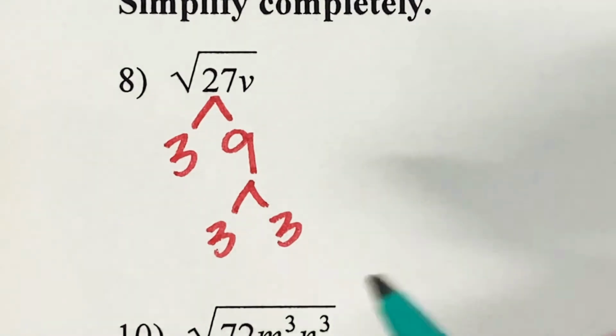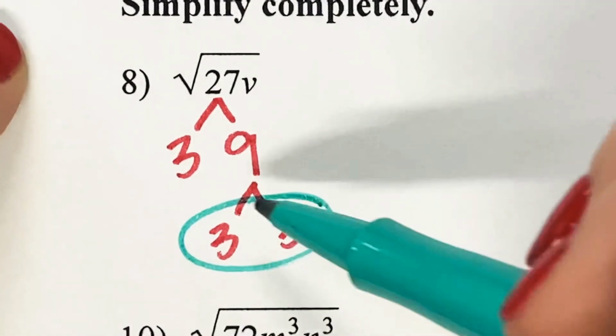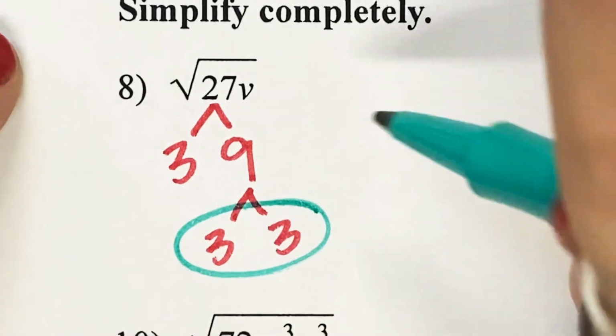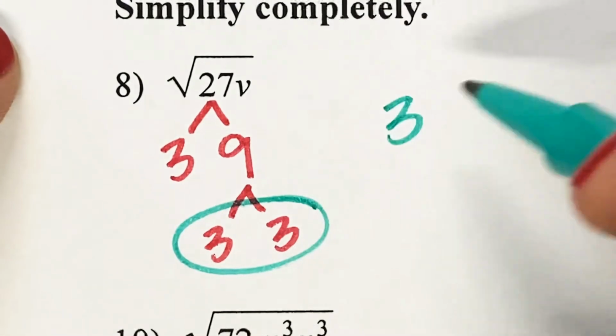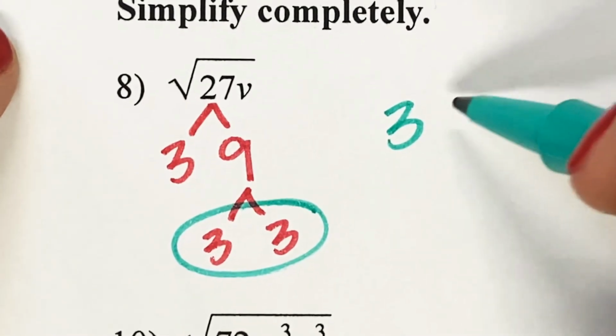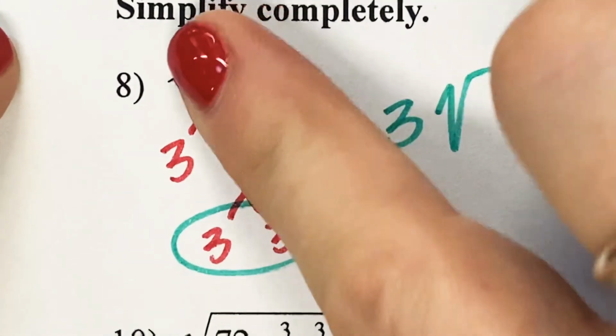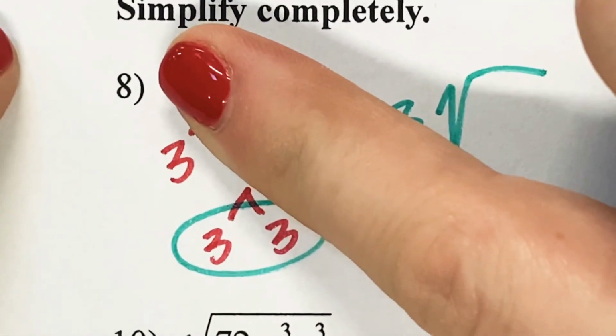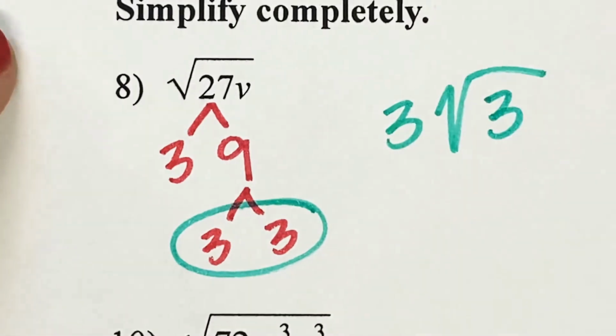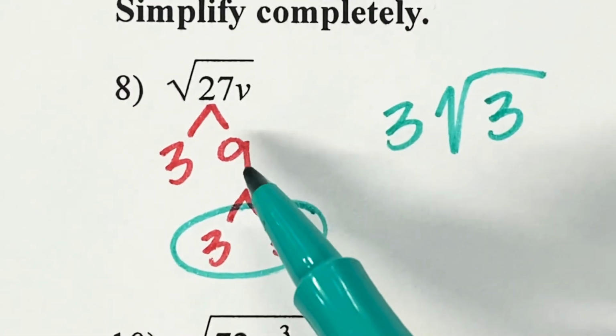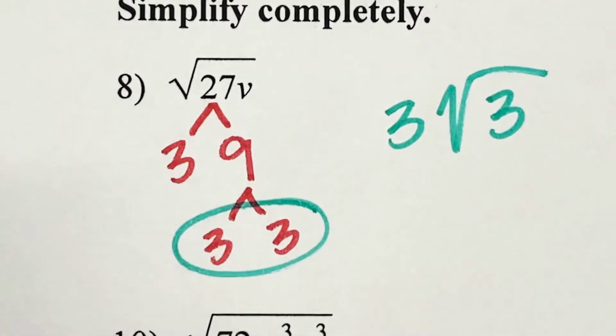Now I know that one couple of 3s, and again it doesn't matter which 2 3s you grab, can pair up. What number was left inside my radical? Another 3.